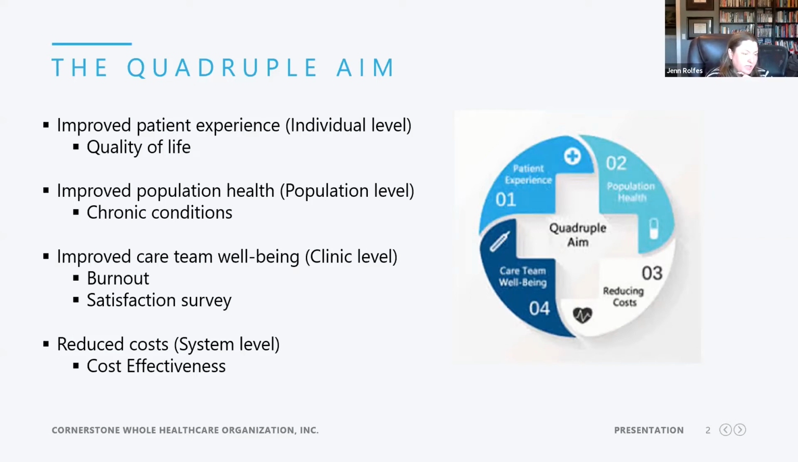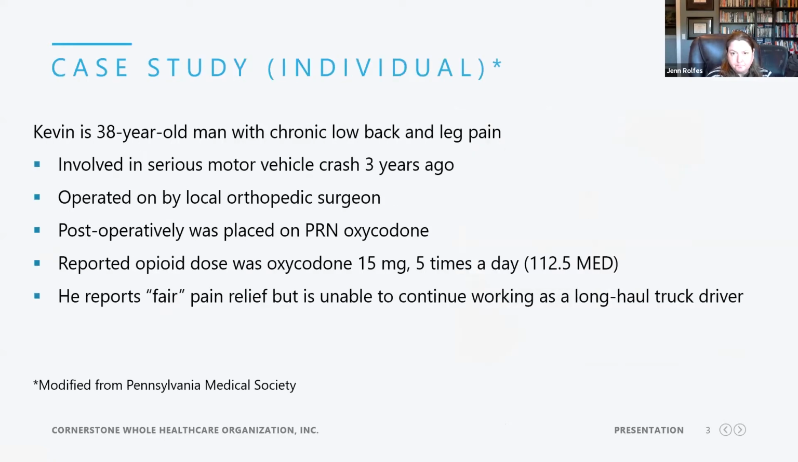And then reduce costs at the system level. And so in that respect, we often think of cost effectiveness, quality of life adjusted years, quality adjusted life years. So I just wanted to lay out the different levels of measurement and some of the potential measurements. So we're going to have a case study to talk through.